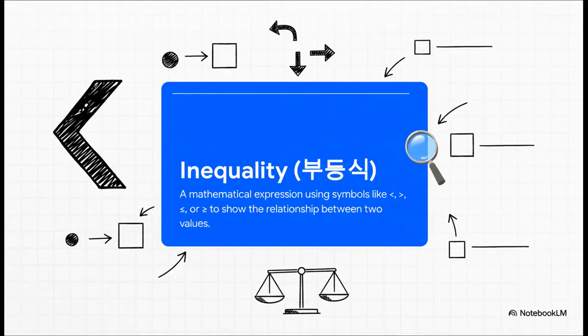So this little math sentence we have, 2 less than 4, has a fancy name. It's called an inequality. And really, inequality is just a math way of saying not equal. That's all. It just tells us that the two sides aren't the same. One is bigger or one is smaller. And we use that little symbol there to show which way things are leaning.